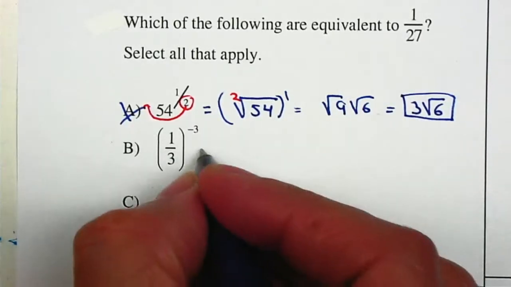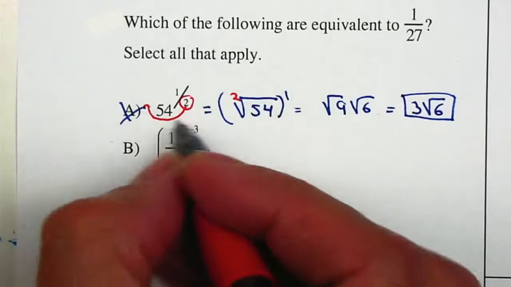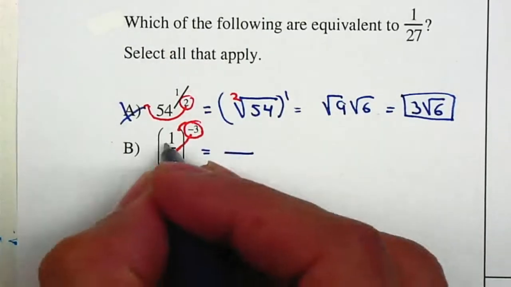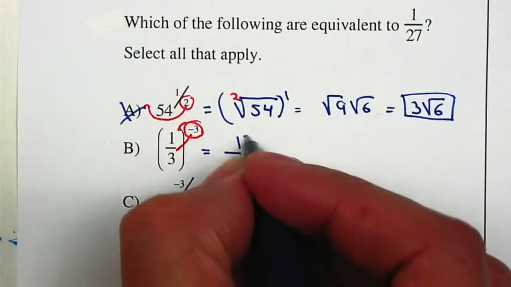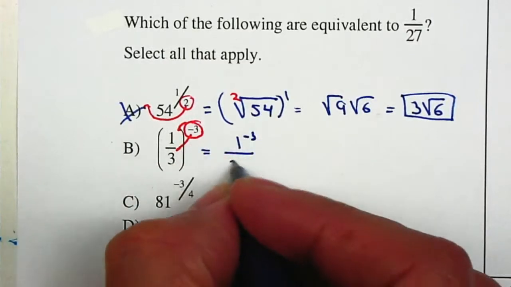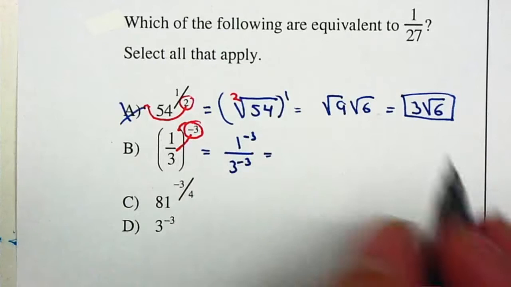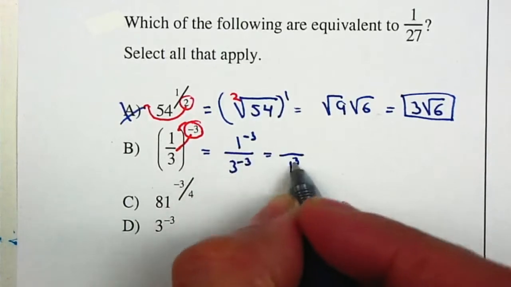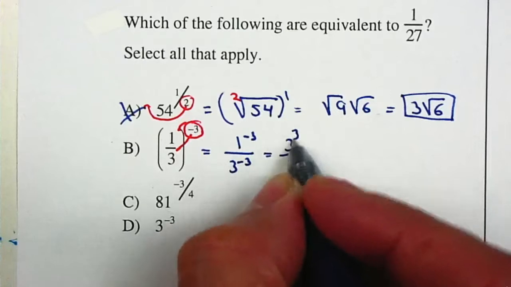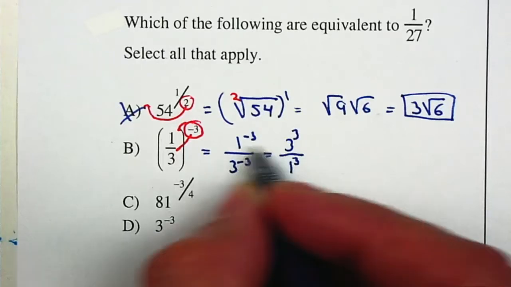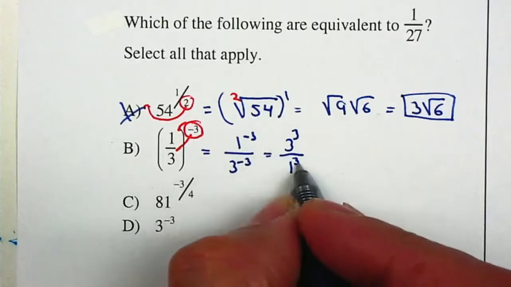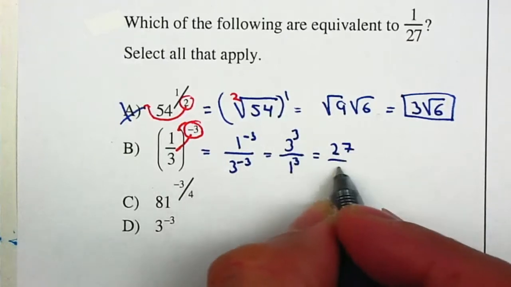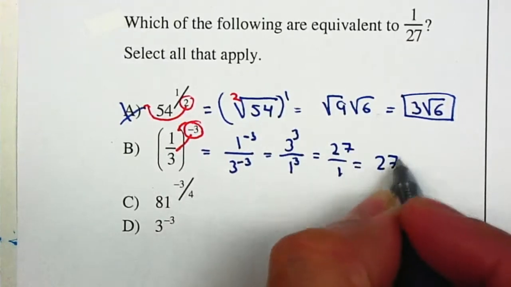Letter B. Whenever you have an exponent outside, it belongs to each one of them. So we can go through the process of rewriting it: 1 to the power of negative 3 and 3 to the power of negative 3. If you have a negative exponent, you have to bring it down. So it'll be 1 to the third power and 3 to the third power. Remember, this one goes to the numerator, this goes to the denominator to make the exponents positive. So it gives you 27. 1 to the third power is just 1, which is just 27.